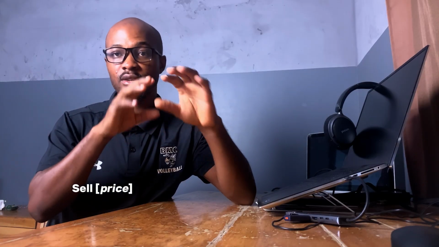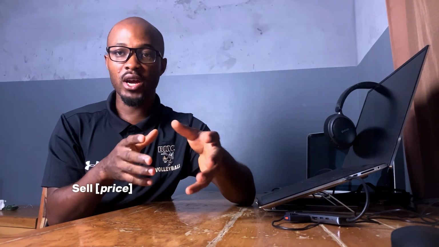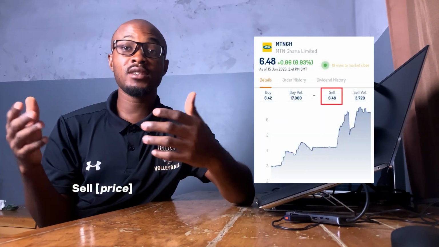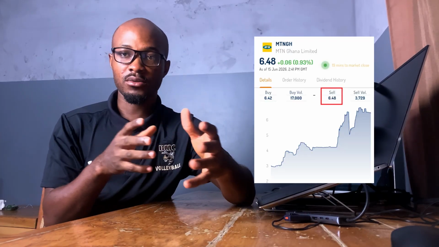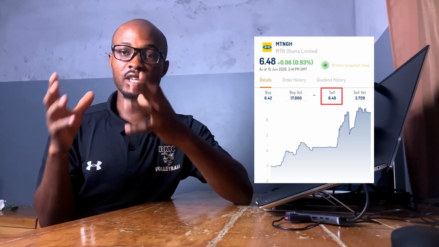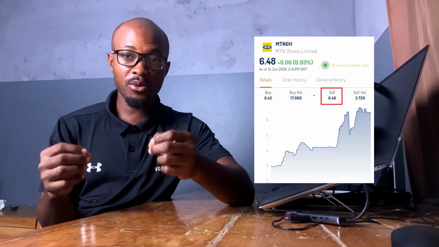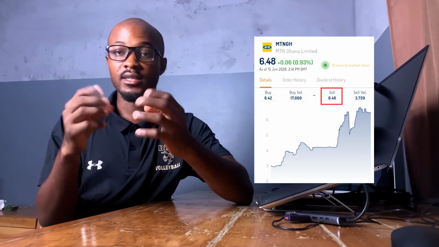Now let's flip to the other side, because the sell side works in almost exactly the same way, just in reverse. The buy price tells you what buyers are willing to pay. Then the sell price tells you what sellers are willing to accept. In our MTN Ghana example, the sell price is 6 cedis 48 pesos. That means the lowest price any seller is currently willing to accept for one share of MTN is 6 cedis 48 pesos.